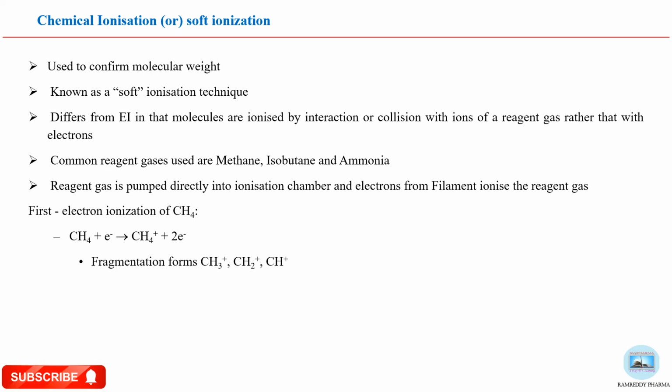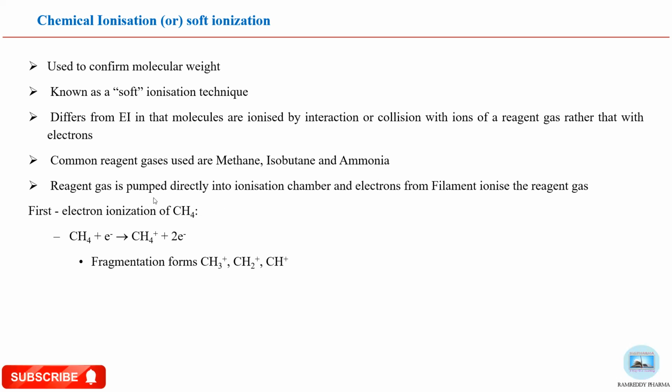In this, we use a reagent gas. The commonly used reagent gases are methane, butane, and ammonia. Along with the gaseous molecules, we also introduce this reagent gas. When high energy electrons enter the ionization source, first these high energy electrons collide or interact with the reagent gas. Initially, the reagent gas undergoes ionization and produces some electrons.